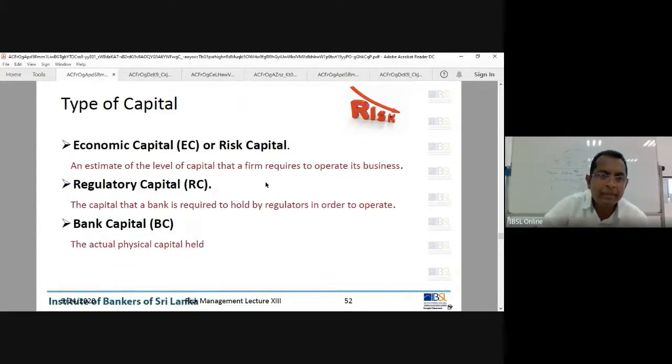There are different types of capital. Economic capital is the estimate of the level of capital that the firm requires to operate its business, which is also called risk capital. Regulatory capital, RC, is the level of capital the regulator wants you to keep in the bank. And bank capital is the actual capital we have. Based on the operational level, what is the capital? That is economic capital. As per the regulator, what is the capital? That is regulatory capital. What we actually have is bank capital.